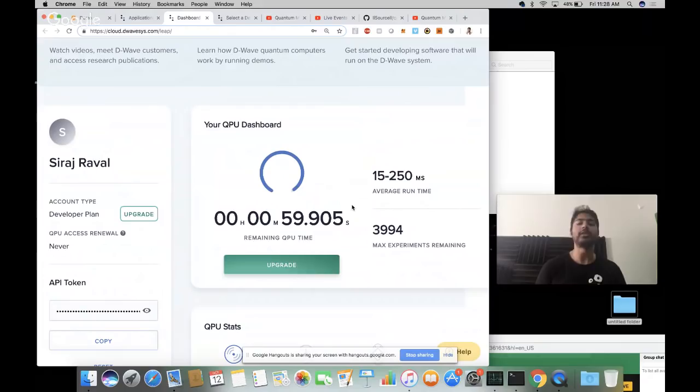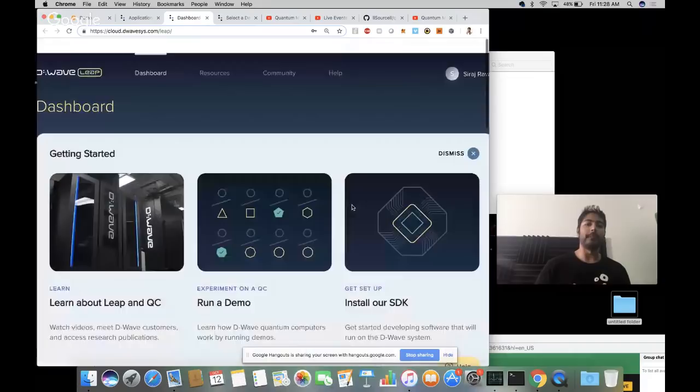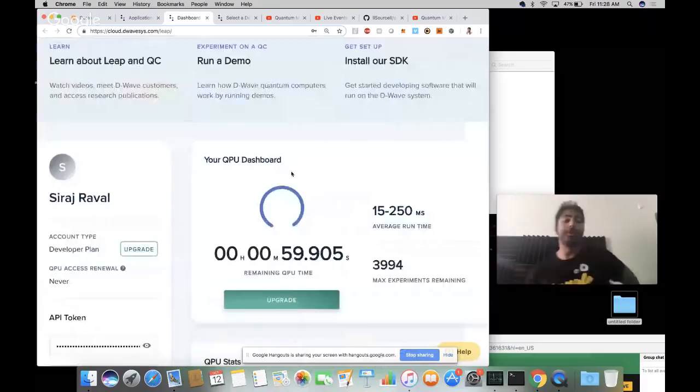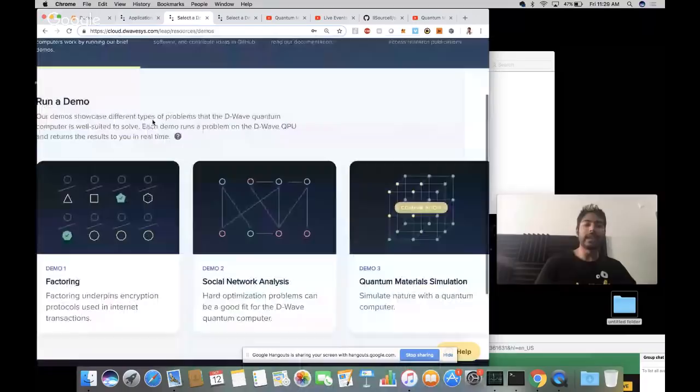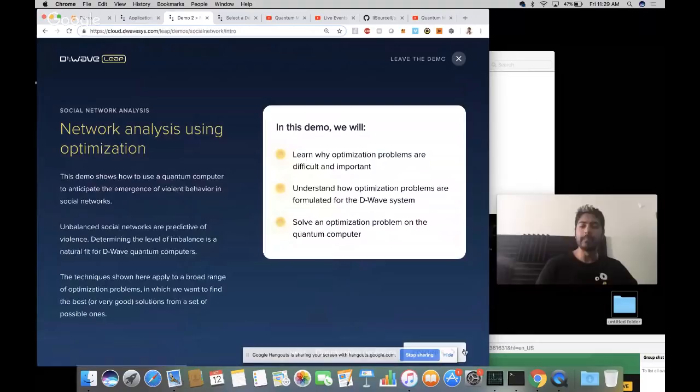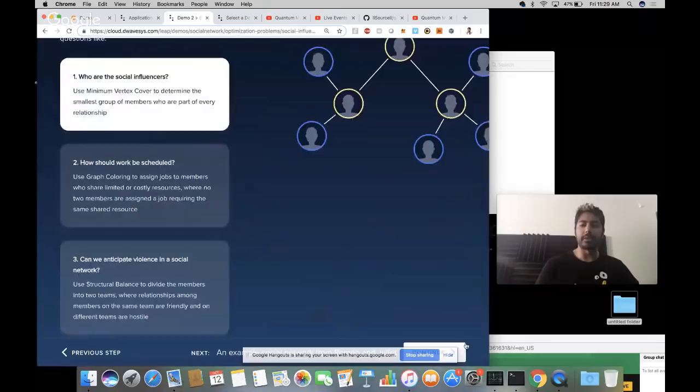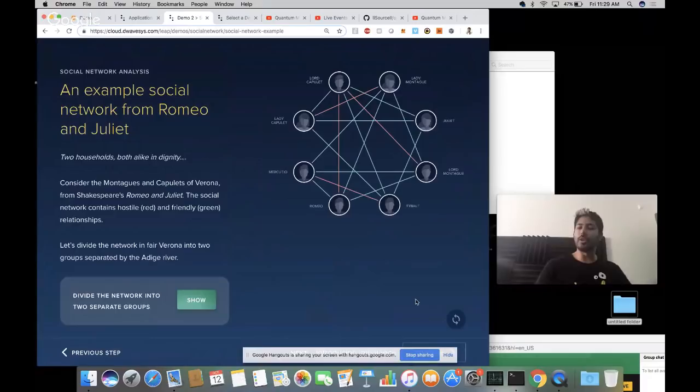Now, here is the coolest thing, and here's where they really got me. There are Jupyter Notebooks in the browser, and we can compile these quantum algorithms in the browser. So let's look at a demo here first, called social network analysis, and then we'll look at the code, and I will code myself as well. Okay, so let's look at this optimization problem here. This is an example social network from Romeo and Juliet. We all know the story of Romeo and Juliet, two star-crossed lovers from different families that were enemies, but then they fell in love. And so there was that new connection that was forged, right?